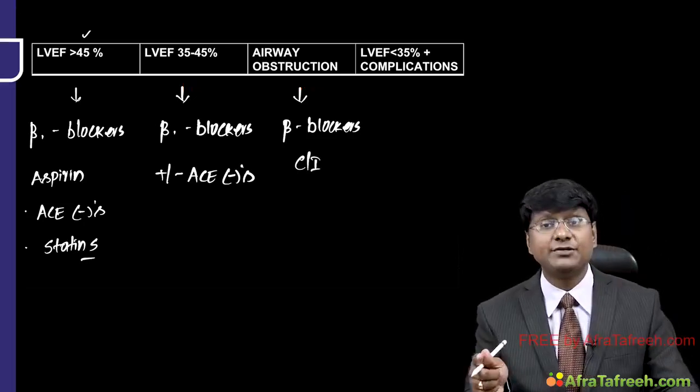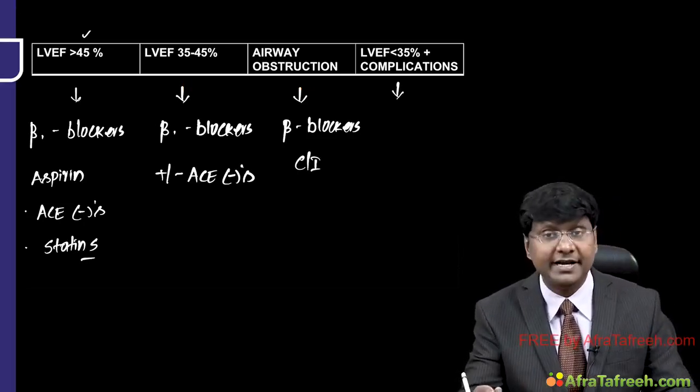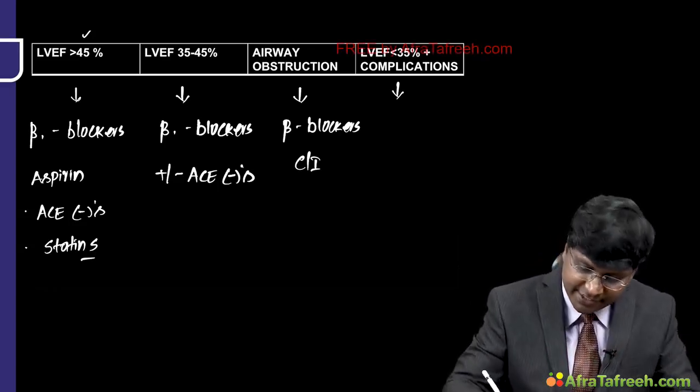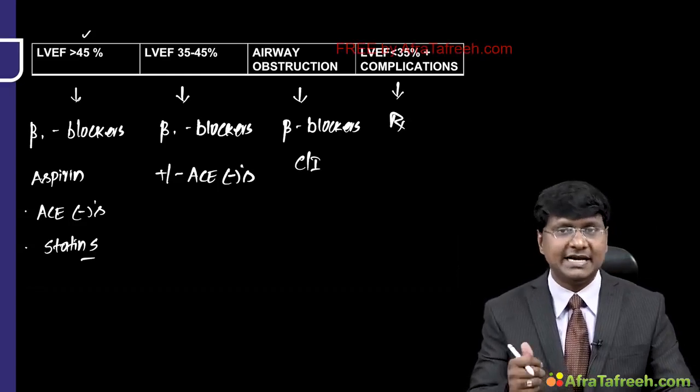Now, if the individual has developed complications in the form of cardiogenic shock, pulmonary edema and arrhythmia, accordingly you need to tailor the treatment. So complications have to be treated. So how do you treat these complications? Subsequently, in the next slides, I will discuss.